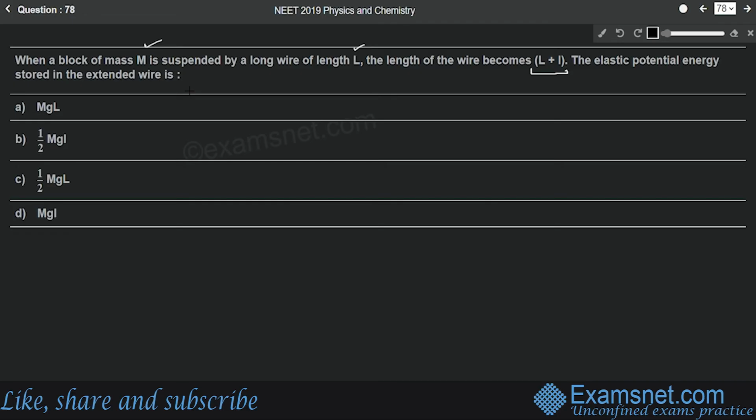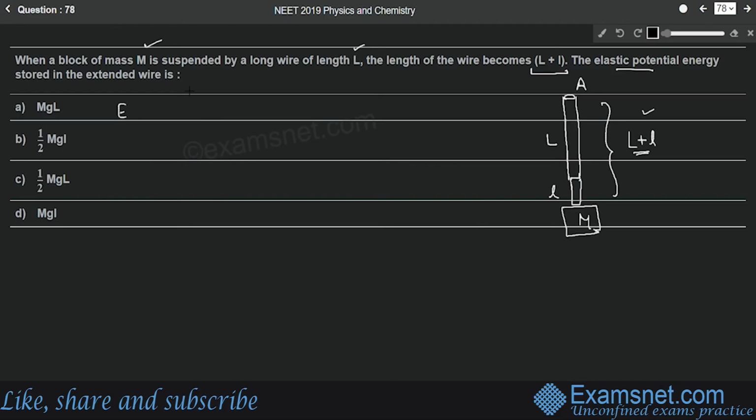So what is given here? We have a long wire of length capital L. Suppose this is the wire, this is length L, and suppose the area of cross section is capital A. Now it gets extended or elongated such that the new length becomes capital L plus small l. That means the extension is small l. Now at the end of this wire, a block of mass capital M is suspended. What we have to find out? We have to find out the elastic potential energy stored in the extended wire.